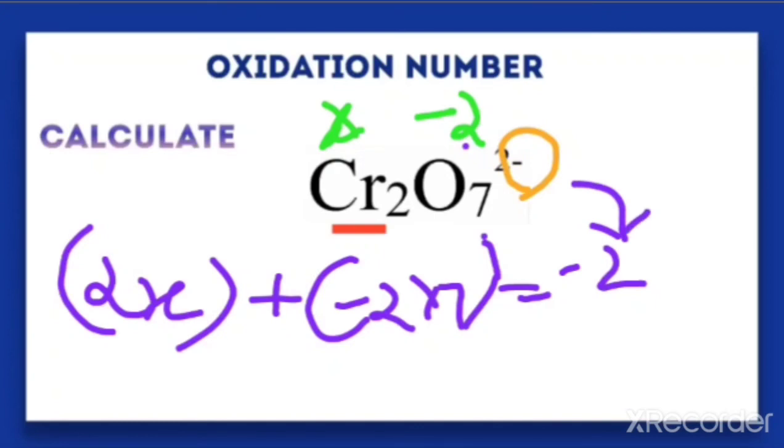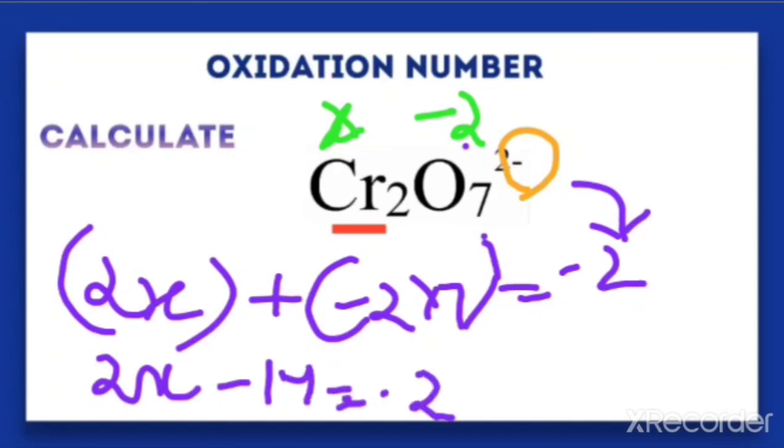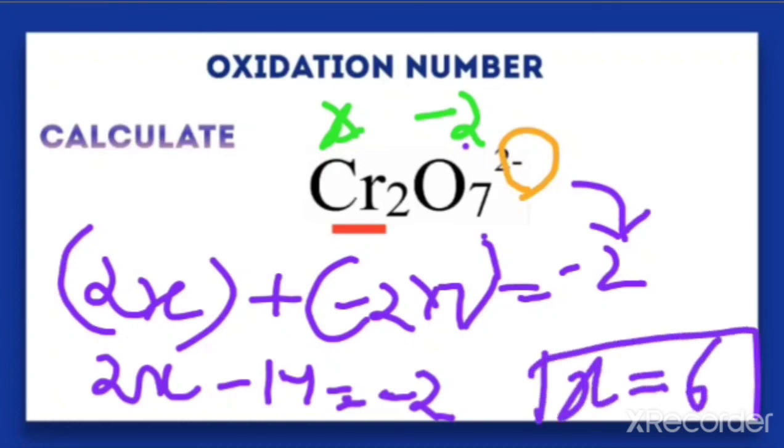So that is 2x minus 14 is equal to -2. When you solve this equation, the value of x is equal to +6. So the oxidation state for Cr in this is +6.